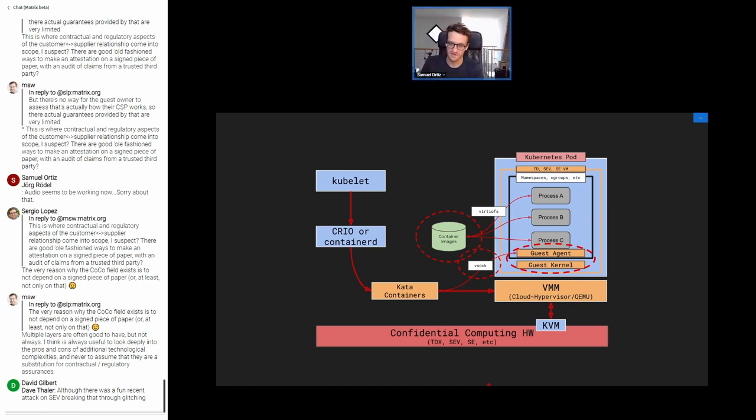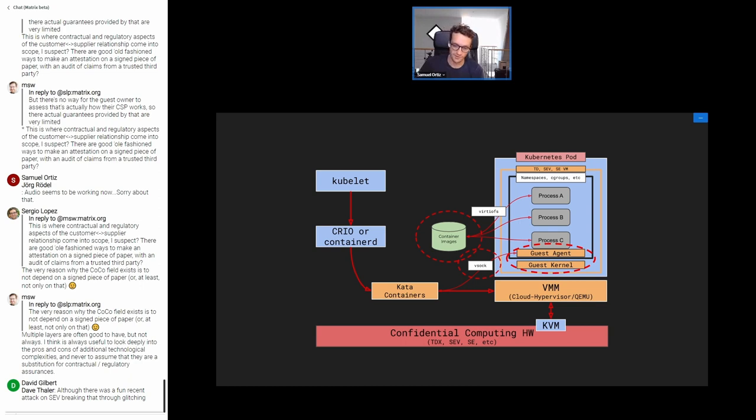There's also this nice VSOCK channel that we use for communicating with the guest agent. If we keep it this way, essentially we leave a complete open door for the kubelet and the Kubernetes control plane to drive what's happening inside the guest, and we don't want that either. And last but not least, we don't really know what's booting if we don't attest and verify.